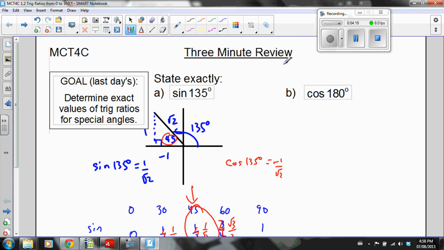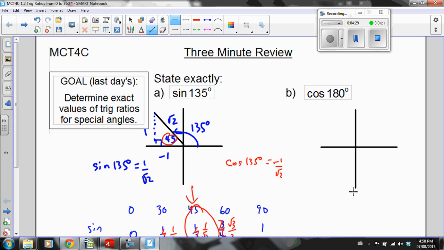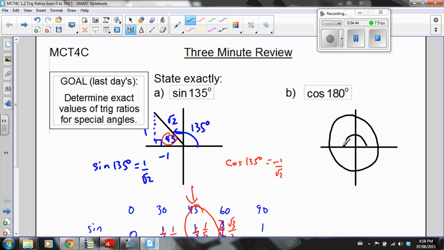Another thing that we talked about were these special angles, cos of 180 degrees. And we can't just fire this into a calculator. We have to think about this a little bit. And the way we thought about this is by putting it on a unit circle, right? Let me draw a unit circle. I could use some work on my circles, but that's okay. 180 degrees is right there.